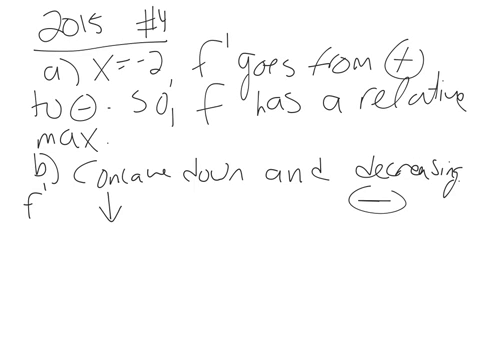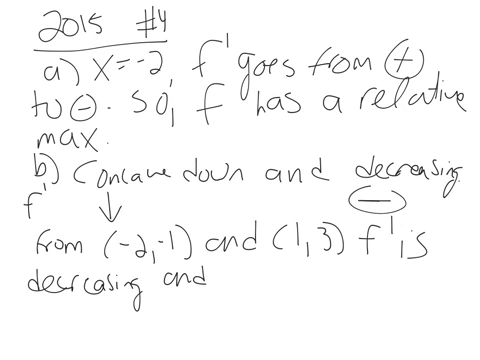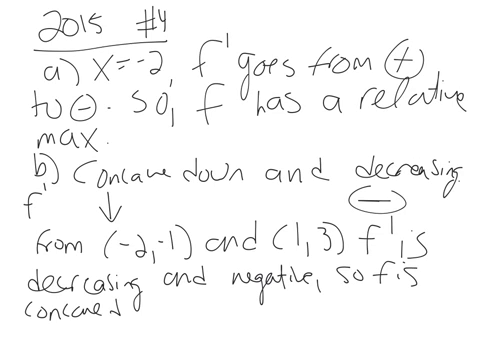So I see from -2 to -1, and from 1 to 3, f prime is decreasing and negative. So f is concave down and decreasing. Okay.